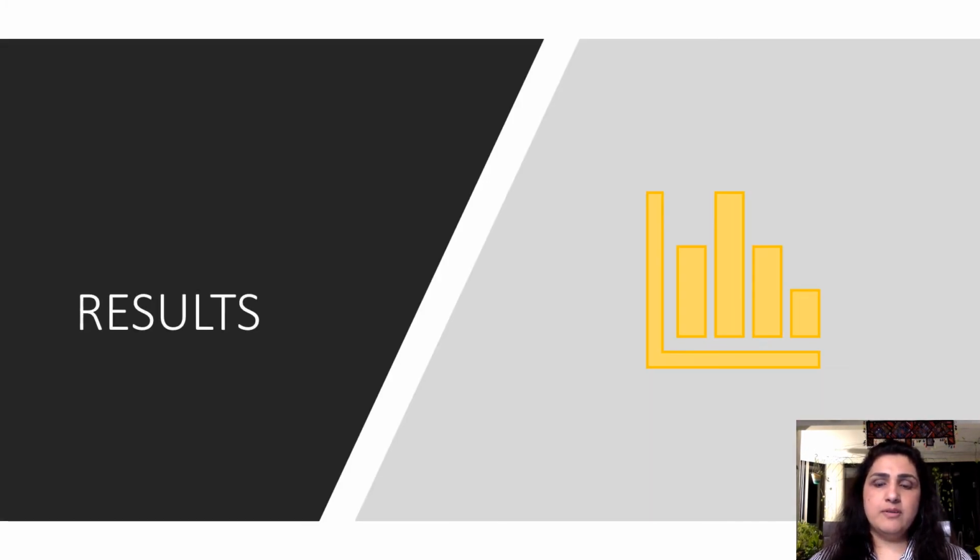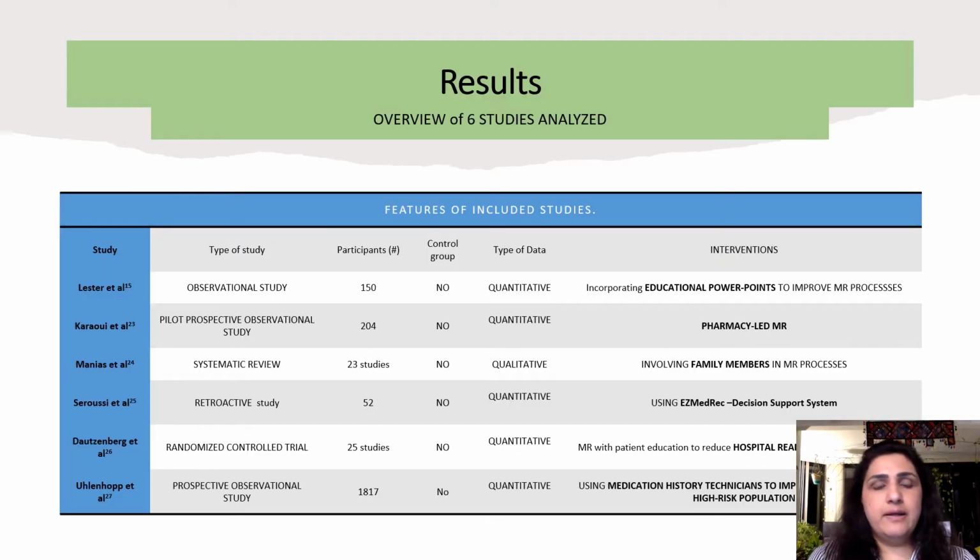So now coming to the results, this is a slide that's just an overview of all the 6 studies that I analyzed in detail. The secondary data was used in this literature review, and 5 of my studies used quantitative research data, while one of them used qualitative research data. 3 of the studies were observational studies, while one was a systematic review, one was a randomized controlled trial, and one was a retrospective study. And there was no control group used in any of these studies.